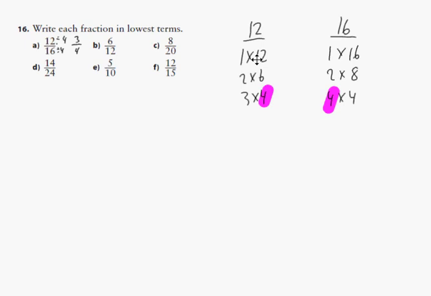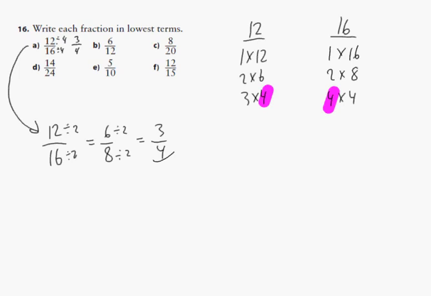which is lowest terms. But let's pretend for a second that we didn't use 4, we just used a common factor. So I know by looking at those two numbers, 12 and 16, that 2 is definitely a common factor because they're both even numbers. So if I divide both by 2, I get 6/8. And that's not lowest terms because those are both even numbers again, and I could divide by 2 again.